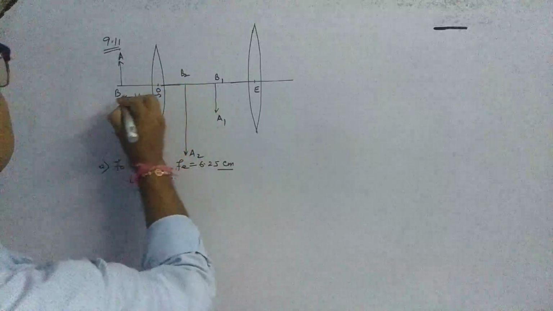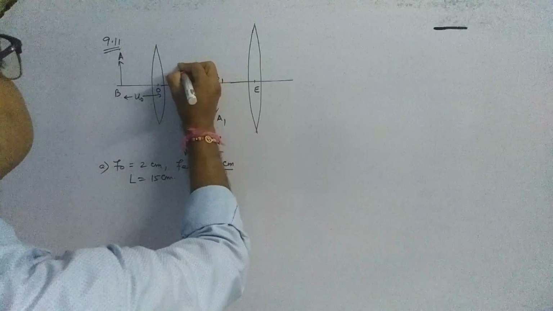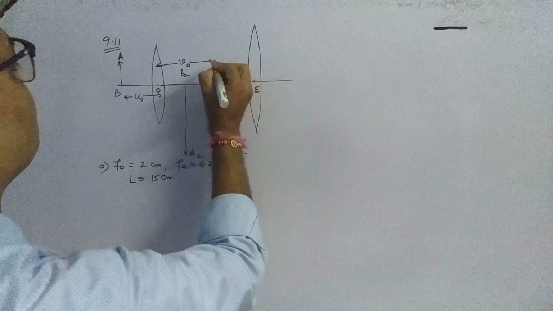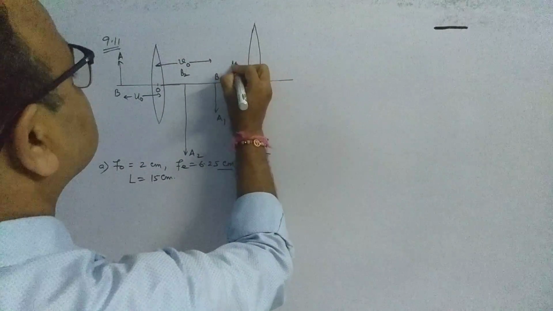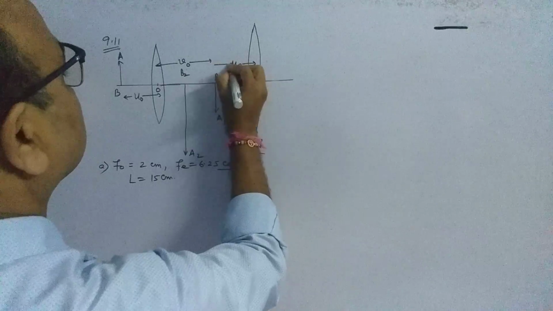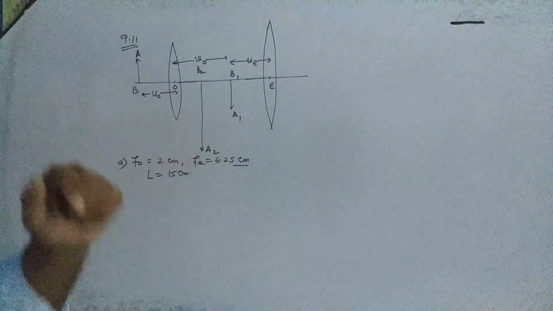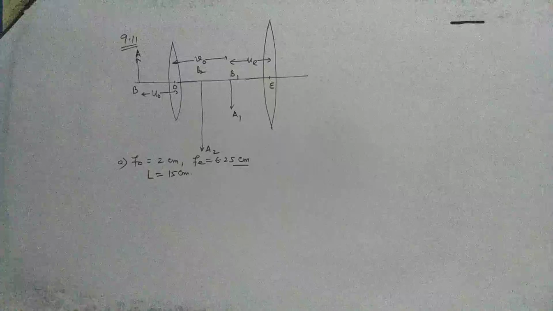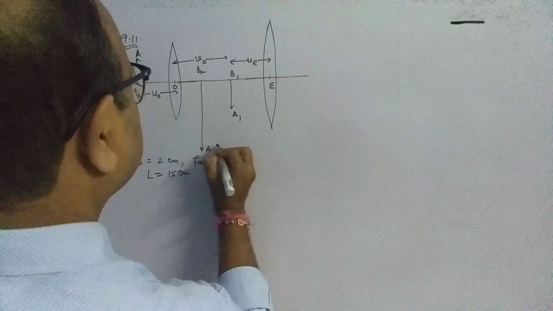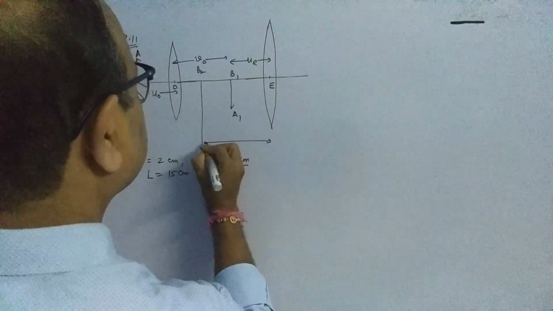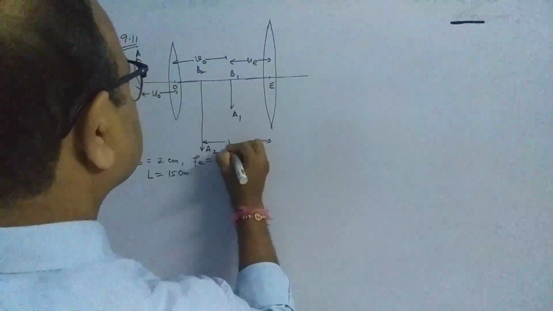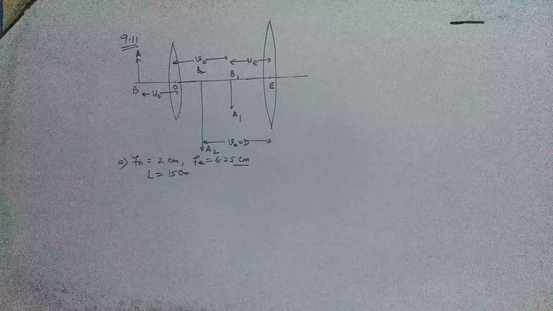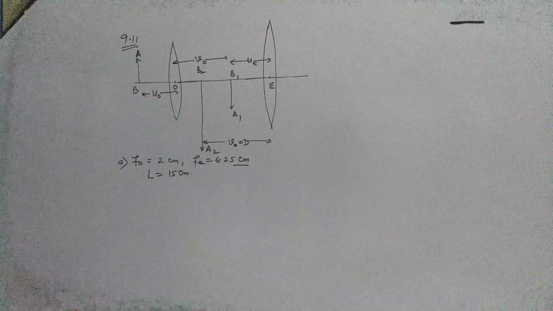So this distance is VO, and this distance is UE. Obviously, this whole distance, VE, is equal to D. This is the situation. Then what to do?